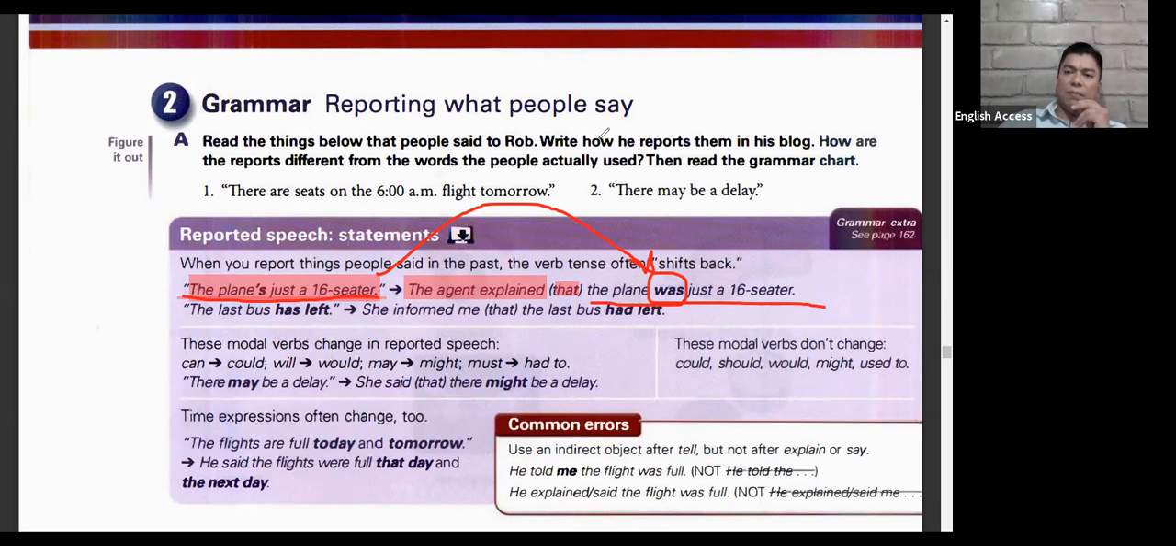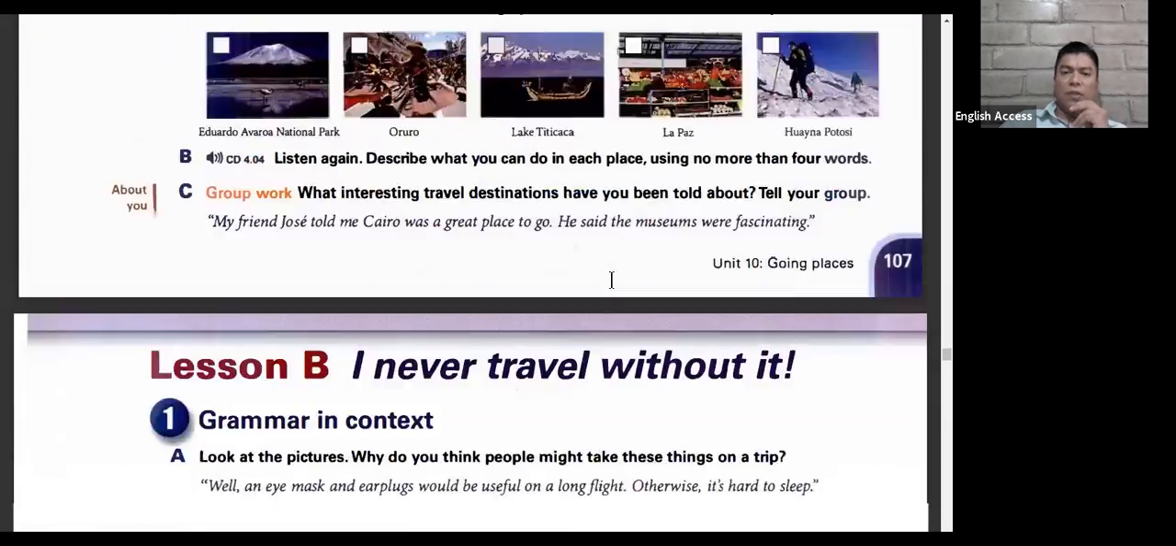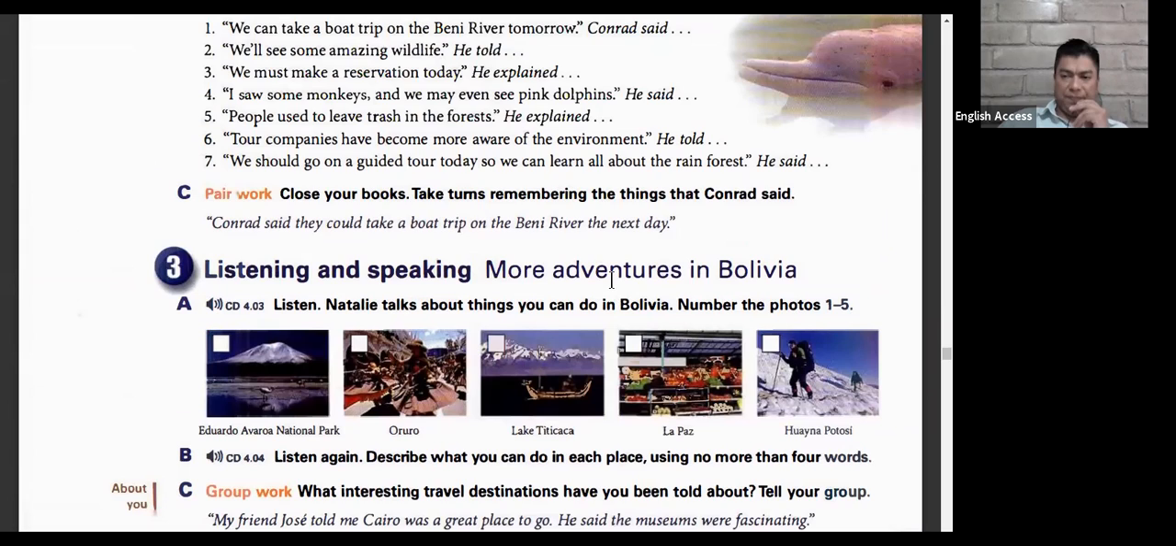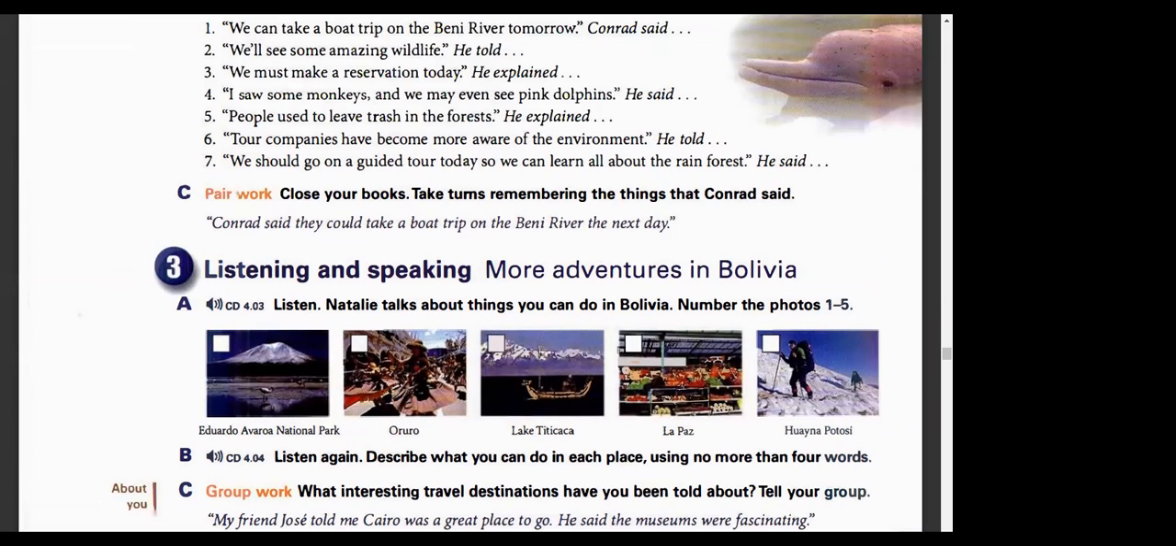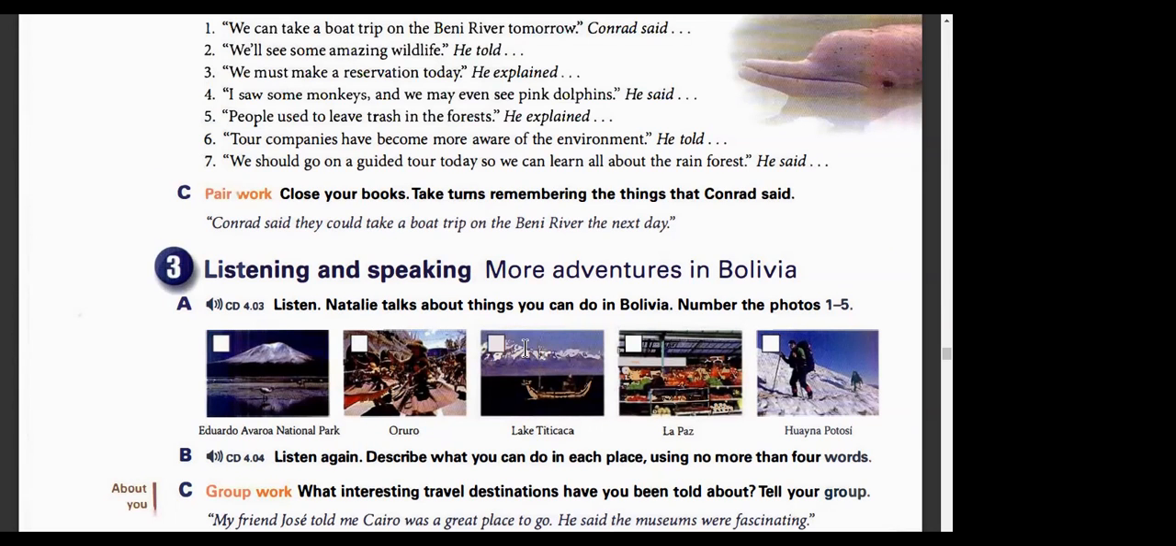Another different comment. "The last boss has left." She informed me that the last boss had left. And that is Unit 10, Lesson A, reported speech. Do you have any questions with this? No, I think no. Is it easy? Yes. Very good.